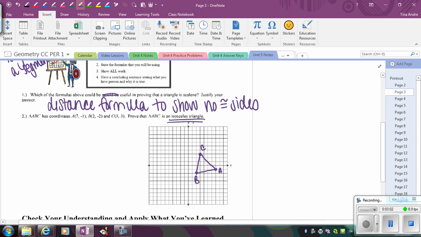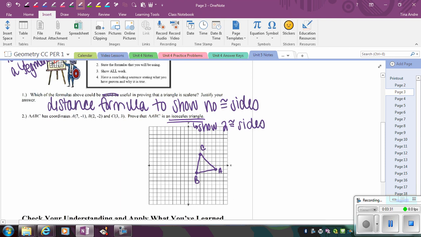That means I need to show two congruent sides, because an isosceles triangle has at least two congruent sides. If all three sides are congruent, technically it's still isosceles because it has two equal sides, but we would classify it as equilateral. So I just need to show that two sides are equal. As long as it has two equal sides, it's isosceles. I don't really care about the third side.